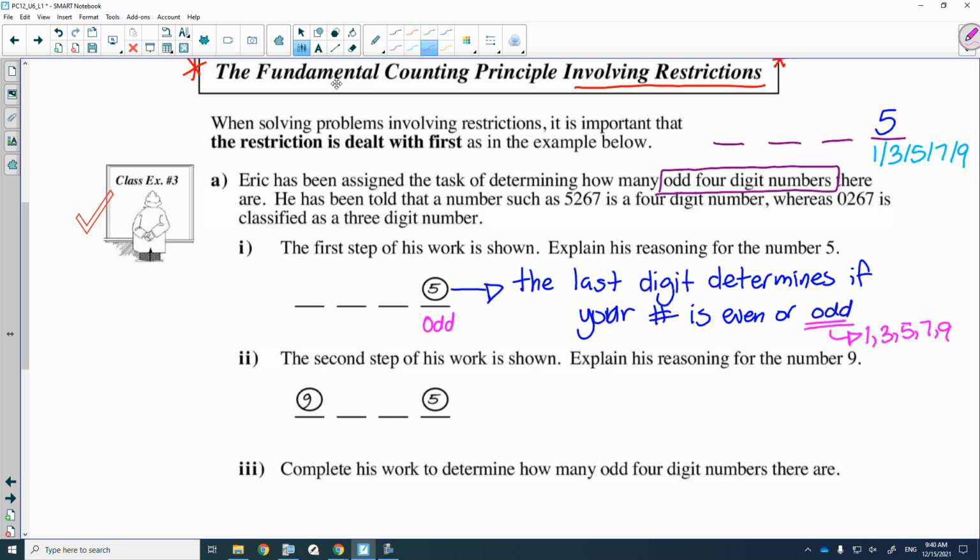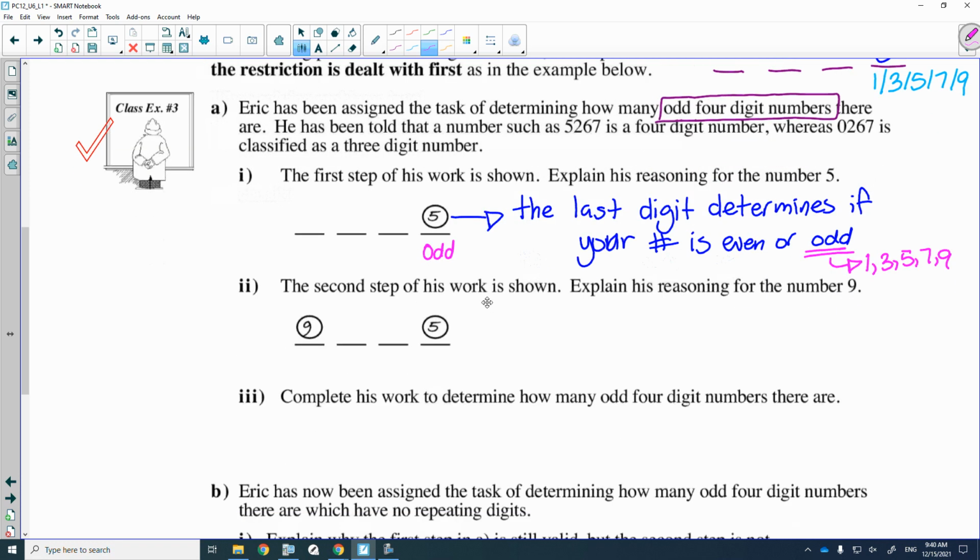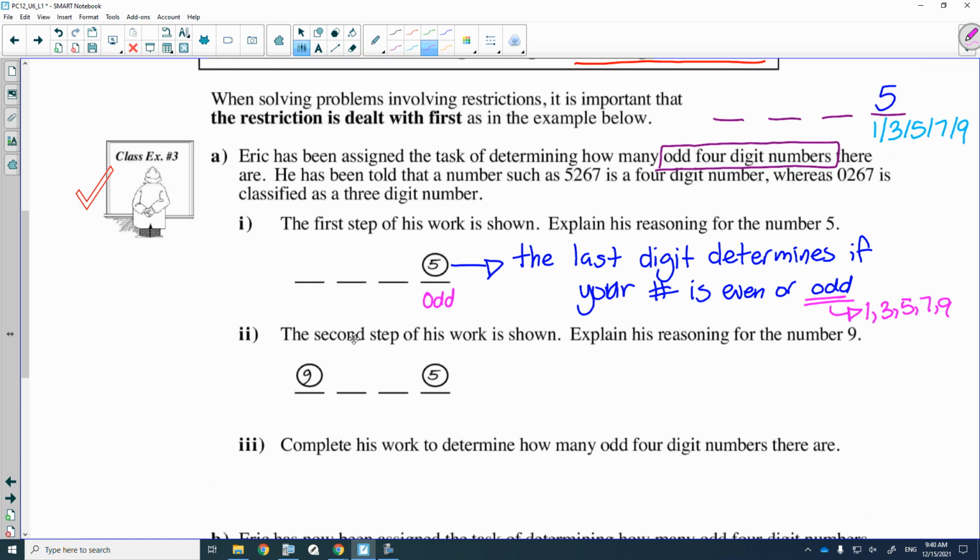Then it says the second step of his work is shown. Explain why there was 9 choices of numbers here. So what you have to realize about numbers is, if you look up here, it gives you an example. It says the number 5276, that is a 4-digit number. This number here, 0267, is not a 4-digit number. That's a 3-digit number, right? So what it's saying is you can't start a number with zero. I'll give you a different example.